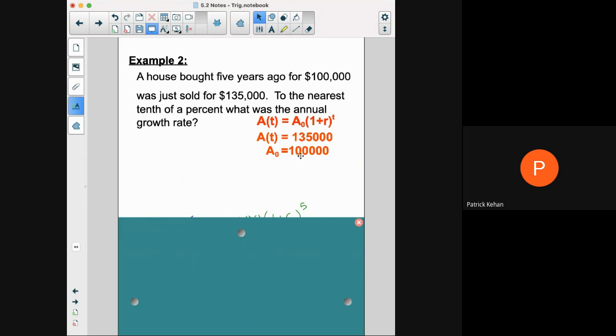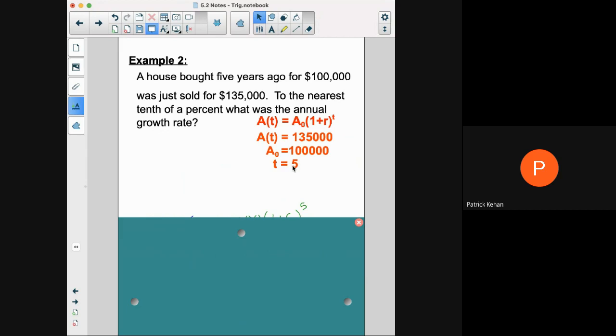We have one more value too. It's our time. So time is 5 years. So T is 5. And at this point, we have three values. If you look at the relationship here, we have one for A of T, one for A sub 0, one for R, and one for T, giving us four values. Anytime you have three of those four values, you will be able to solve for the missing value here, right?